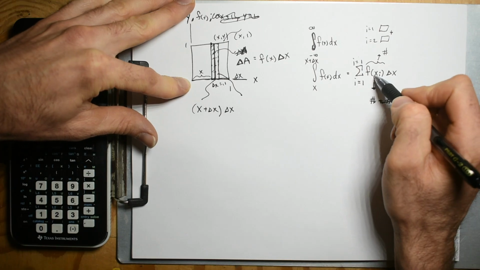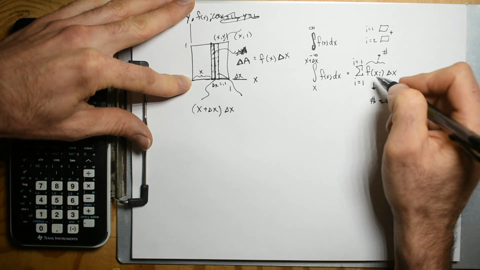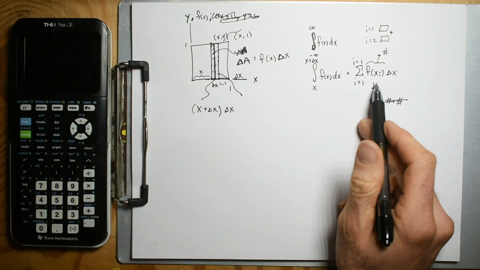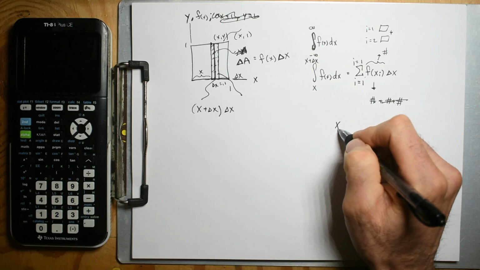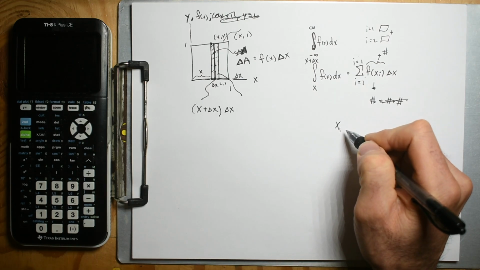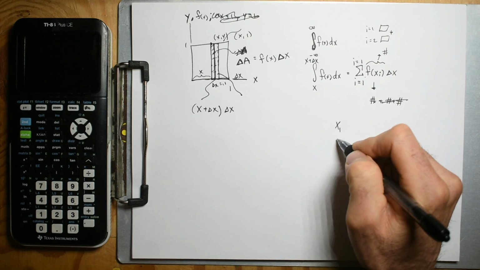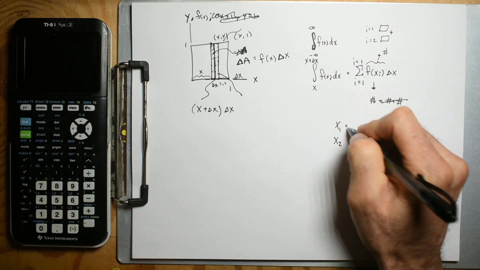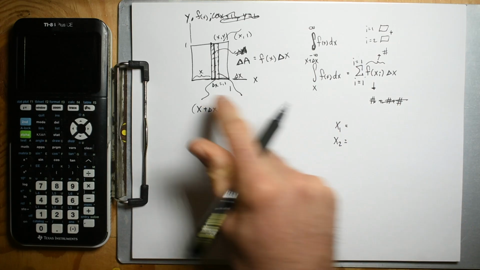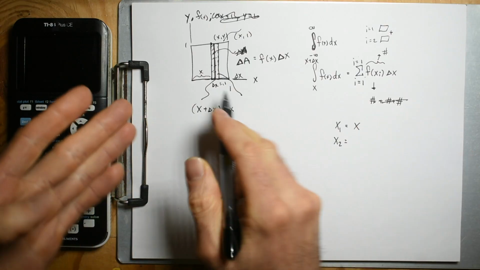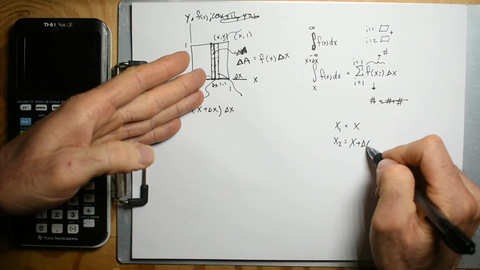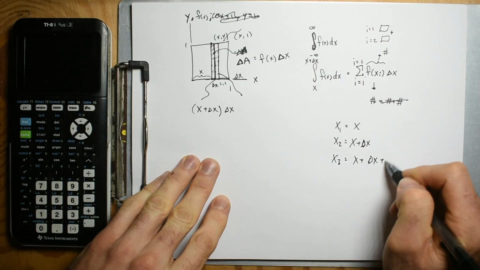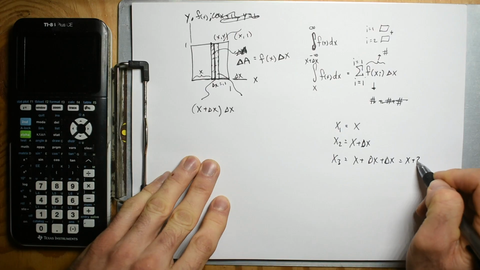And maybe I'm just not even writing the summation correctly, because x of 1, how do we know what x of 1 and x of 2 is? I think we actually have to write an equation for what x of 1 is. X of 1 was just going to be x. X of 2 was going to be x plus change in x. And then x of 3 was going to be x plus change in x plus change in x, which is x plus 2 change in x.